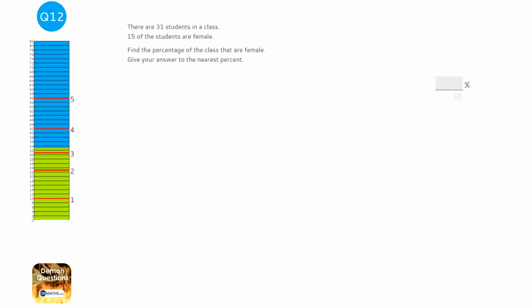Instead of going straight to percentages for this question, I would first of all get it as a fraction. So it says there's 15 students who are female and 31 altogether. So the fraction is going to be 15 over 31. And to simply convert between fractions and percentages, all you need to do is times by 100. Percent means per 100, so it's always going to be times by 100, and that'll always get you a percentage. So I'm going to get my calculator out.